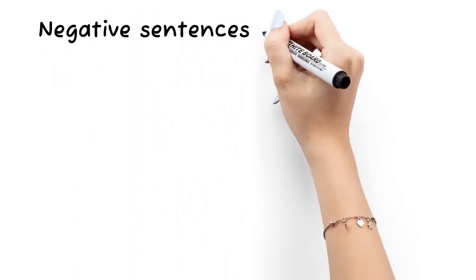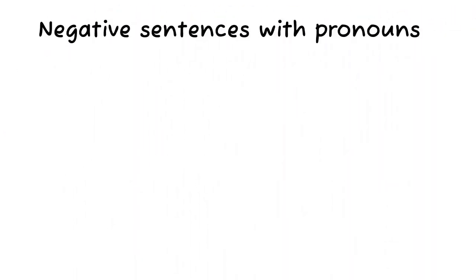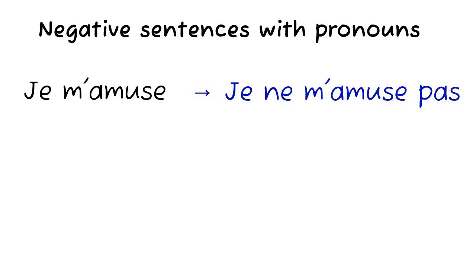And finally, I'm going to explain what happens with negatives when there is a pronoun in the sentence. So your pronoun could be a reflexive pronoun, like in je m'amuse, I am having fun. To make that into a negative, we keep the pronoun with the verb, so it becomes je ne m'amuse pas. So the ne pas goes around both the pronoun and the conjugated verb.